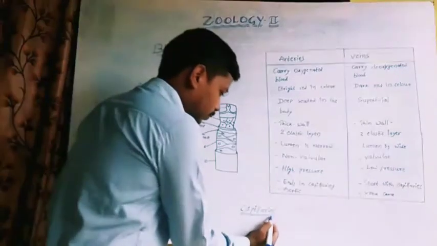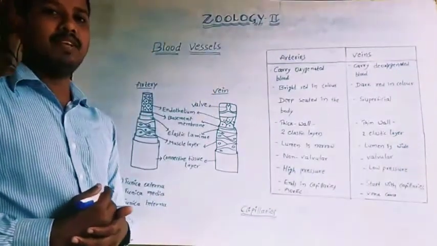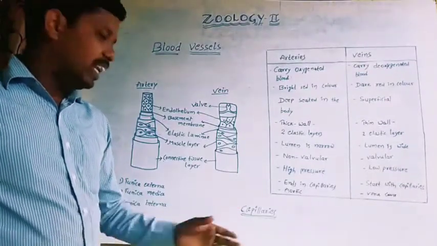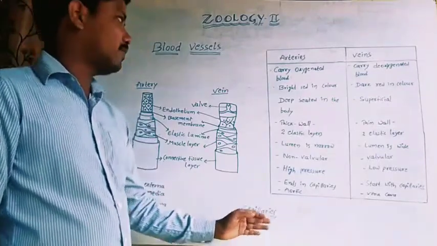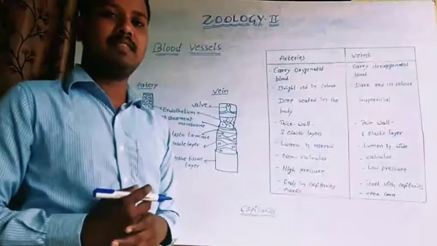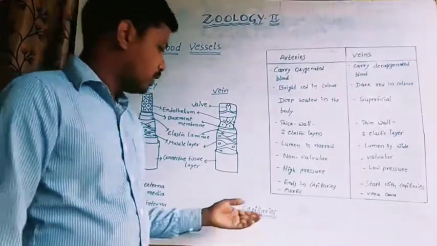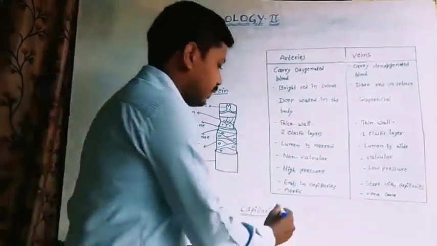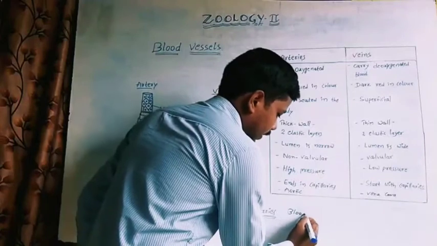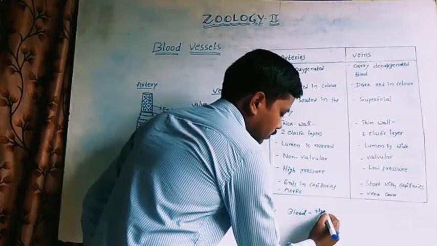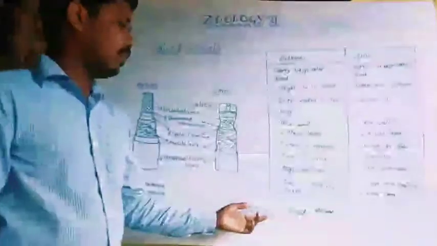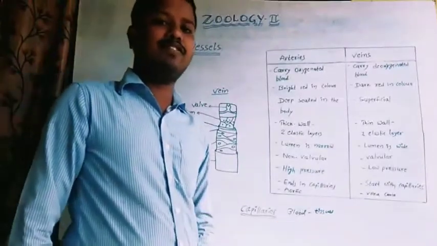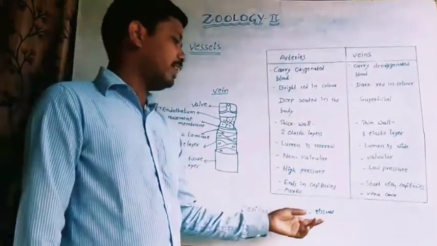Next, we are going to discuss the capillaries. Capillaries are microscopic blood vessels which connect with arteries and veins. They help in the exchange of materials between the blood and tissues. Capillaries help in the exchange of materials such as nutrients, gases, waste materials, etc. between the blood and tissues.